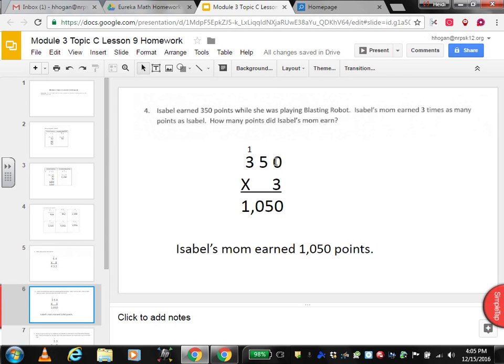Isabel earned 350 points while she was playing Blasting Robot. Isabel's mom earned 3 times as many points as Isabel. How many points did her mom earn? She earned 3 times as many as Isabel. So we just set up our multiplication problem. 3 times 0 is 0. 3 times 5 is 15. We have to regroup. 3 times 3 is 9, and 1 is 10. So Isabel's mom earned 1,050 points.